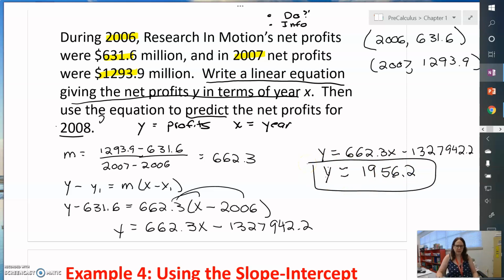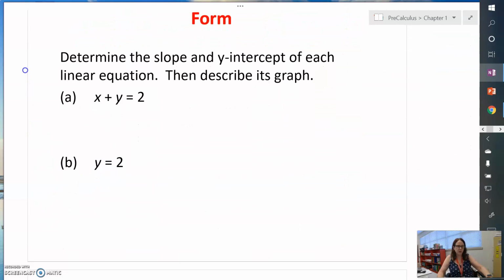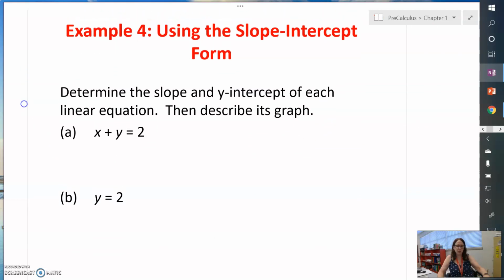Now let's do a quick sanity check. I noticed that in 2006, I had 631.6 million, and then in 2007, 1,293.9 million. So the y that I calculated should be bigger because it keeps going up. And I have 1,956.2, and that is greater than our 1,293.9. So we're good.